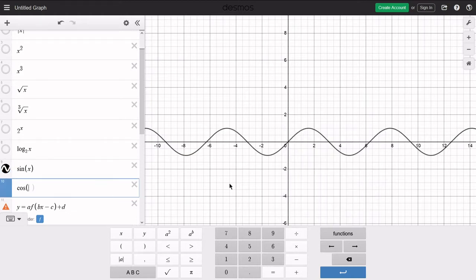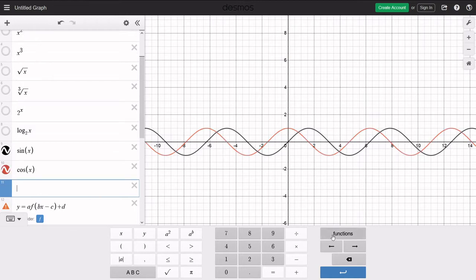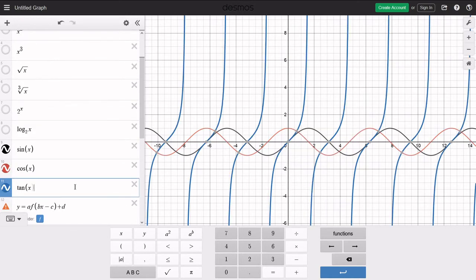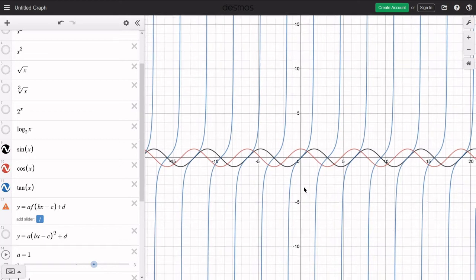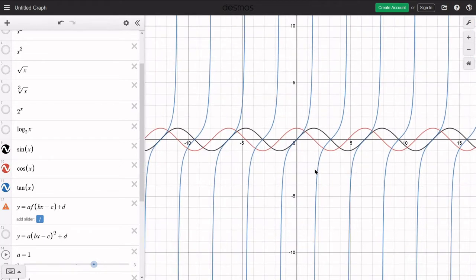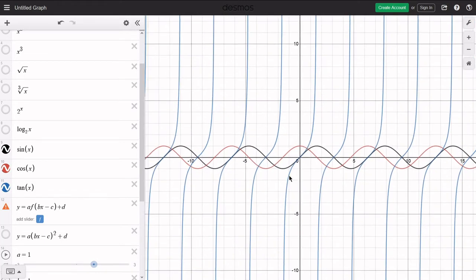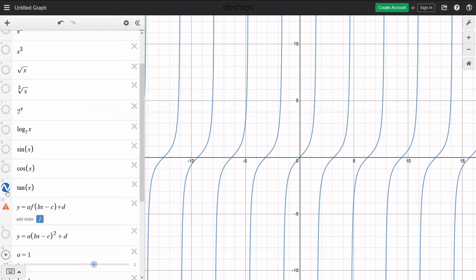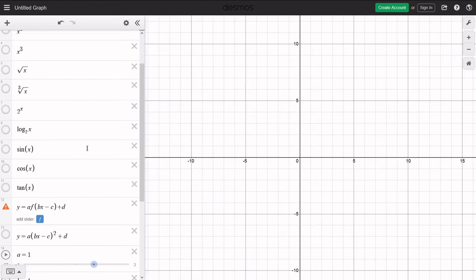We'll do cosine. And you get some interesting ones like tangent. Then you have cosecant, cotangent, and secant. But those are trig functions, and we won't be talking about them in this class. Okay, now let's talk about transformations of functions.